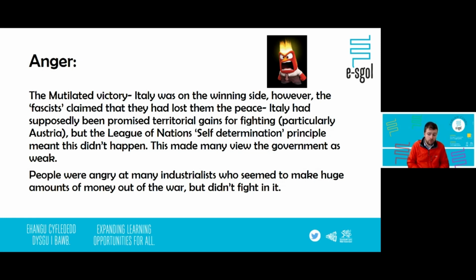So this made many view the government as weak, and the fascists even claimed that although the government had won the war, they had lost the peace. They'd lost that peace settlement.